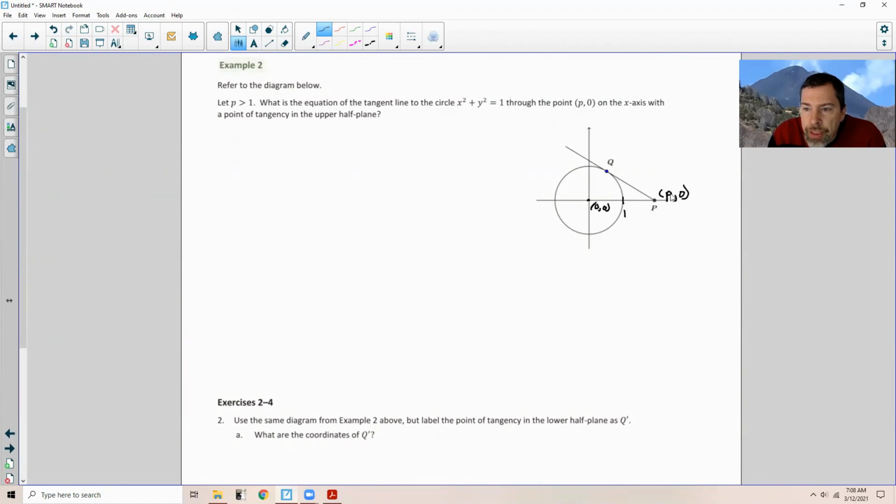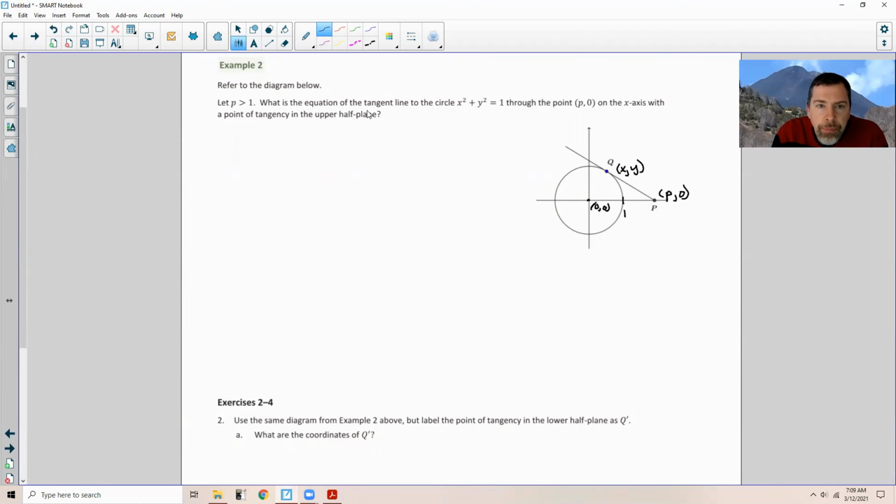We don't know what p is, but we know that the y value is 0 on the x-axis. Then it says point of tangency in the upper half plane. Well, it's in the first quadrant, and here's q. So let's label that some x comma y that we don't know.